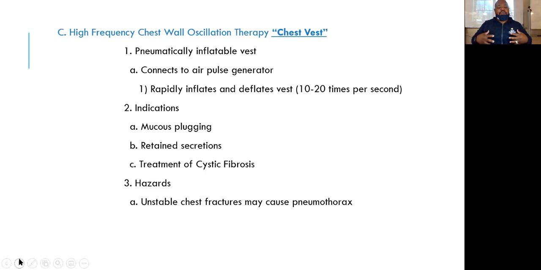So if I have that vest on you and it swells up like a blood pressure cuff, right, and then it shakes. Well, if you have a lung or a rib fracture and it inflates and shakes, pops, and turns that rib, and it goes into your lung, that could cause a pneumothorax. So of course I wouldn't do that on somebody who has chest fractures, right? But that's the chest vest. And I'm going to show you some pictures of these.